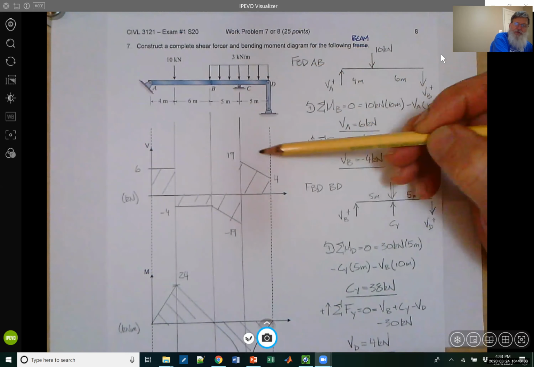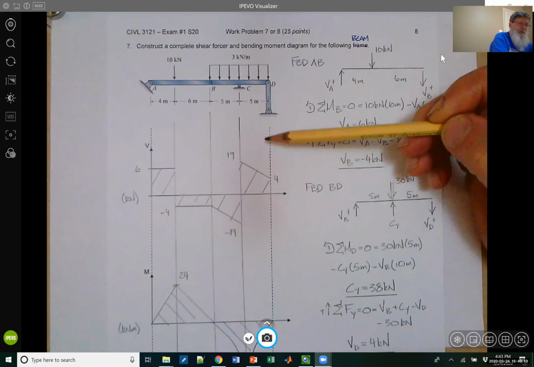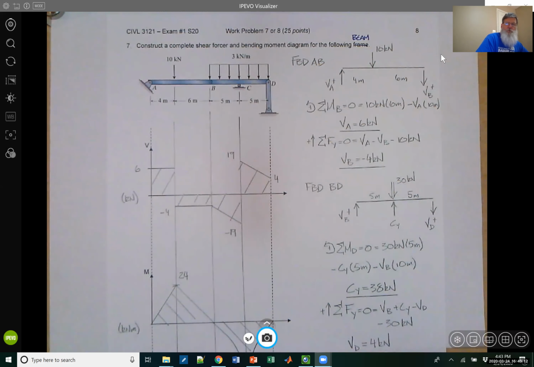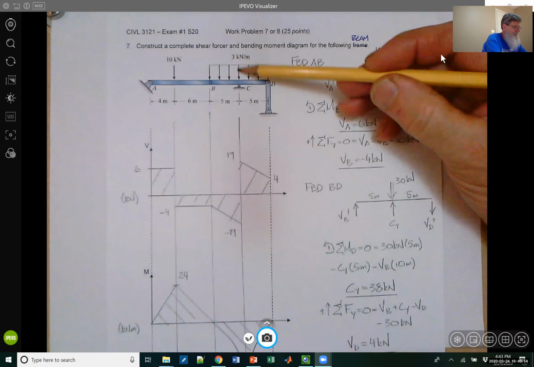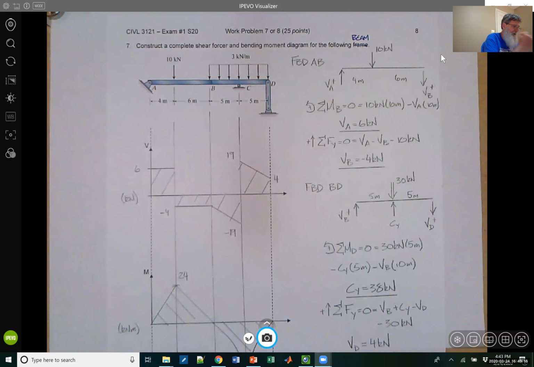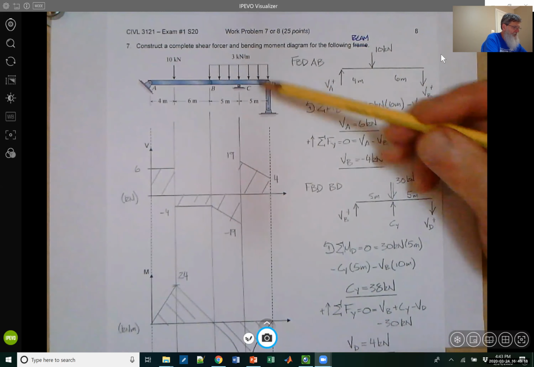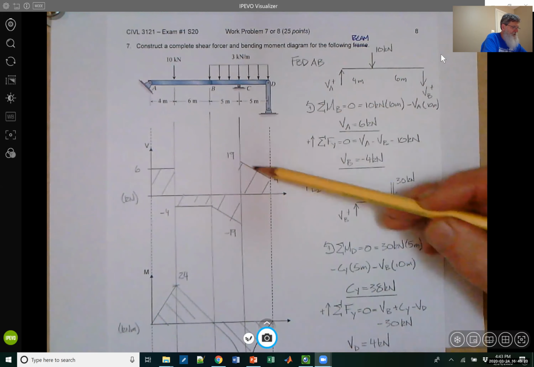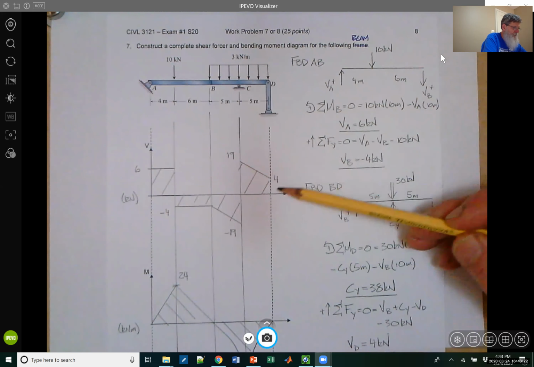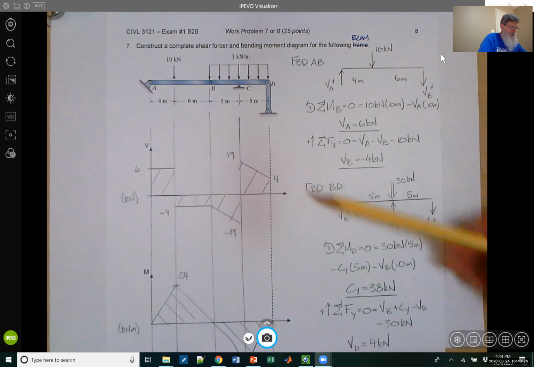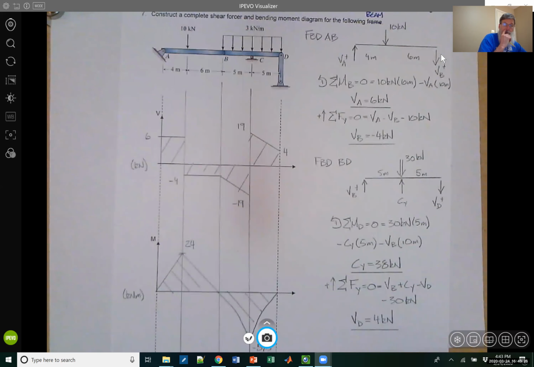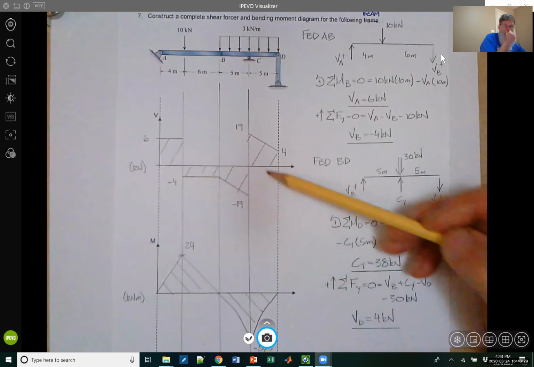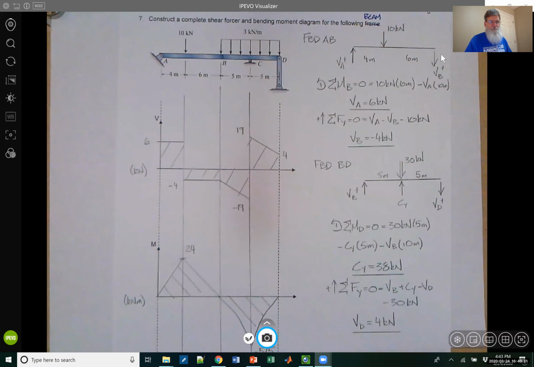The change over the last 5 meters is also the area of that part of the curve, which is again 5 meters times 3, that's -15. So 19 minus 15 is 4, and that gives me +4 shear at the end, which matches what I had computed. So I feel pretty good. It's a strange looking diagram, but that seems reasonable.